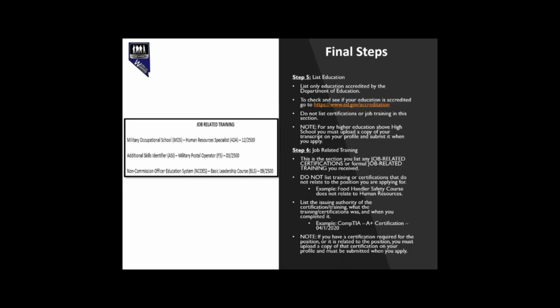Next is job-related training. Keyword, job-related training, okay? This is the section where you list any job-related certifications or former job-related training you received in the past. Do not list training or certifications that do not relate to the position you're applying for. Example, a food handler safety course does not relate to human resources. Okay, so if you're applying for a human resources job, that certification has nothing to do with work in human resources, so you don't have to list it.